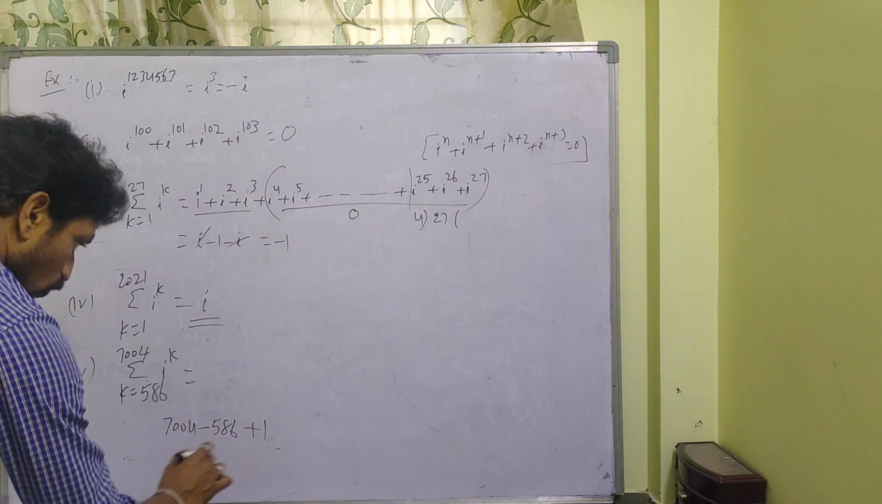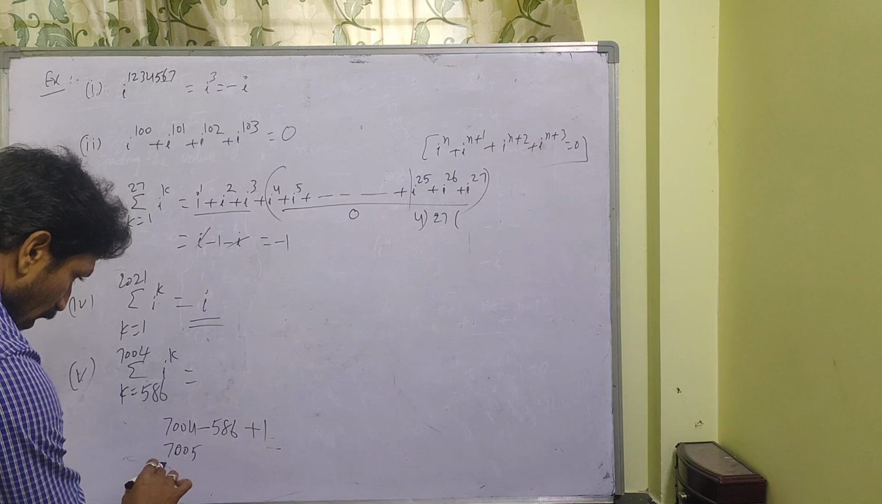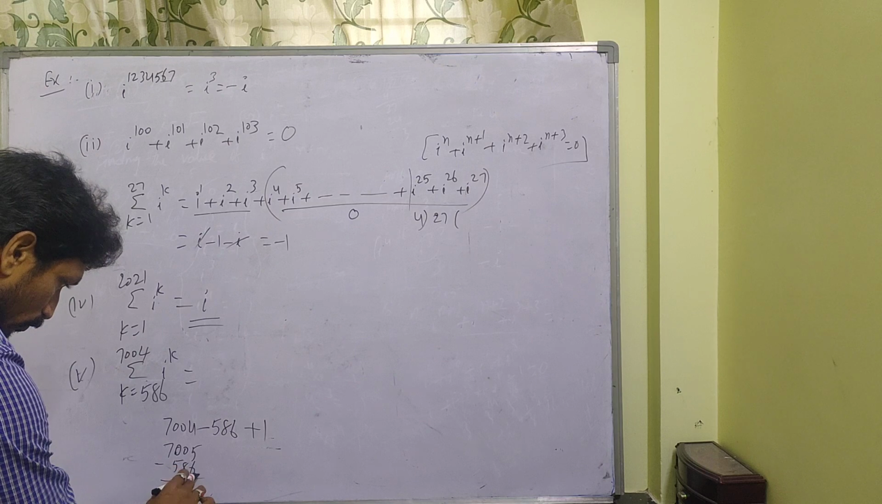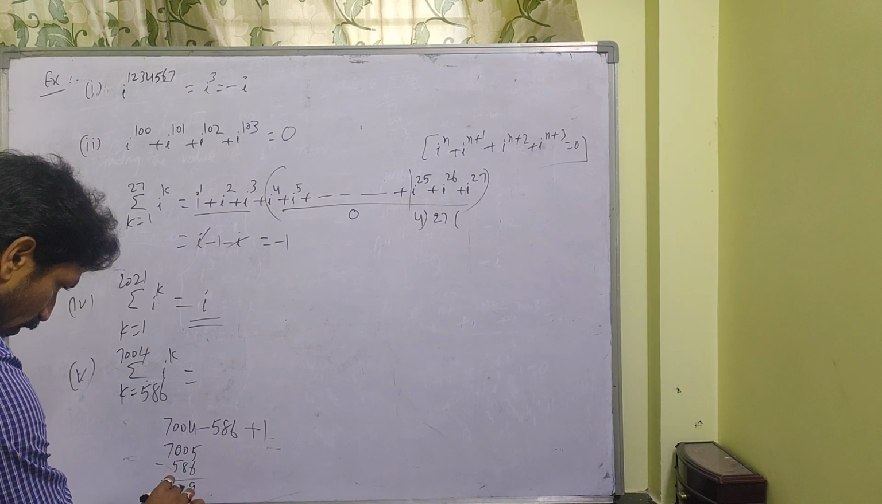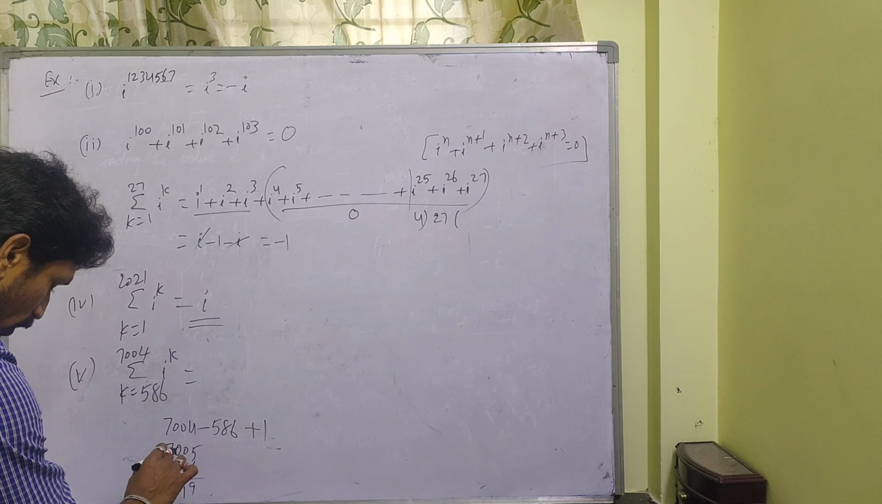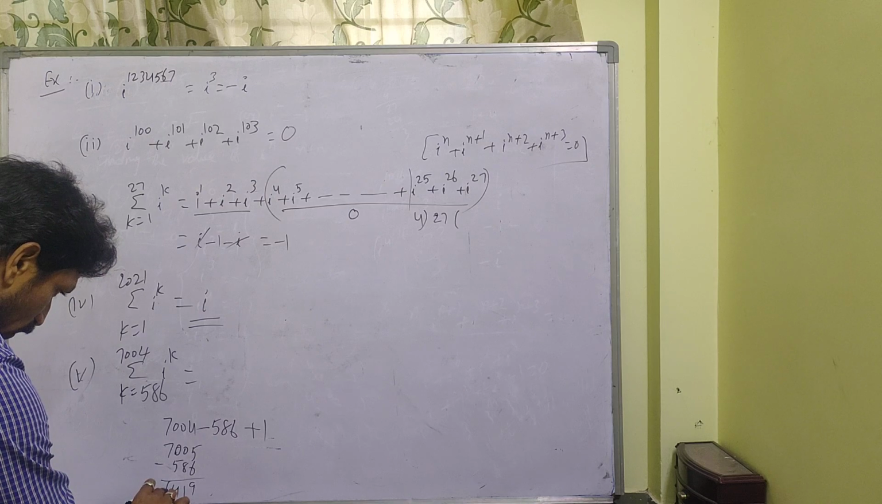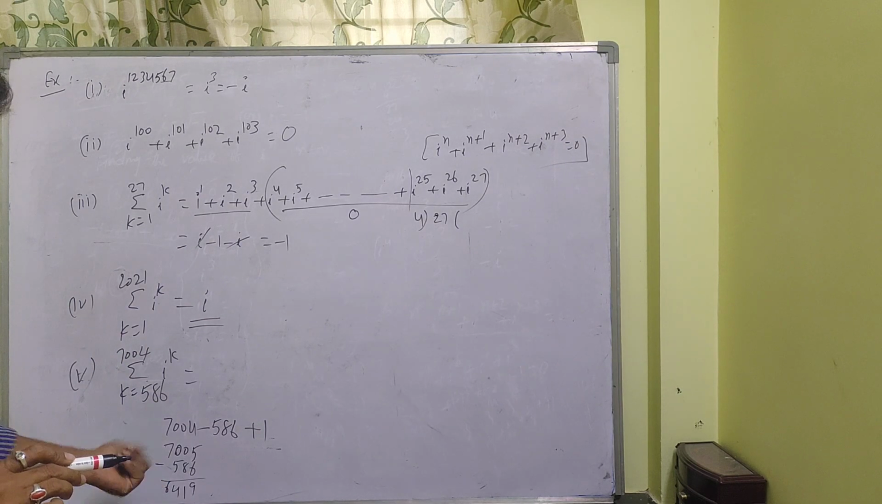So 7004 plus 1 is 7005, minus 586. Subtract this one. 15 minus 6 is 9. 9 minus 8 is 1. 9 minus 5 is 4. So 6419 terms are there. Now just divide 6419 by 4.